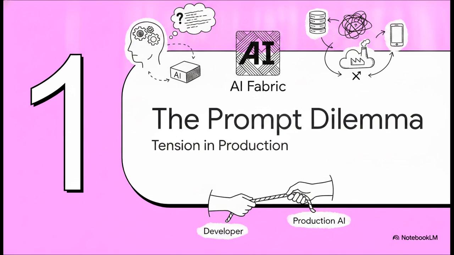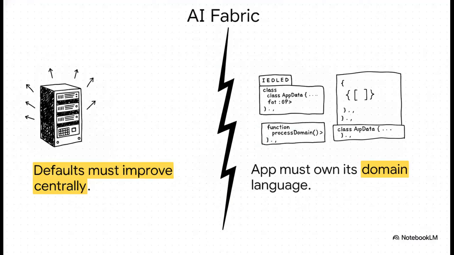Section 1. The prompt management dilemma. Right, so we have to start by establishing the core tension here. Prompts in a production framework desperately need two properties that are basically always at war with each other. On one side, your framework defaults must improve centrally over time as the underlying models evolve. You want those free upgrades, right?